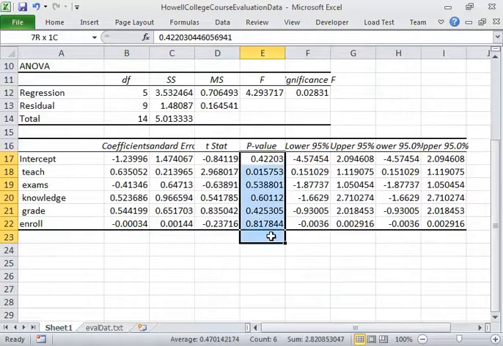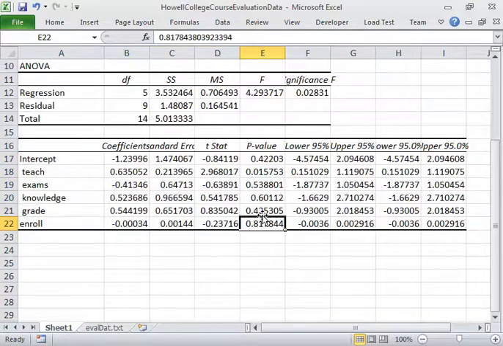But when we look at our p-values, when we look at the values to say what it is that has the least chance of being part of our numbers, we're seeing that enrollment has a p-value of 81%. The anticipated grade in the course has a p-value of 42%. Teaching score, however, has a p-value of only 0.1. What we could do is take everything else out and just do teaching.